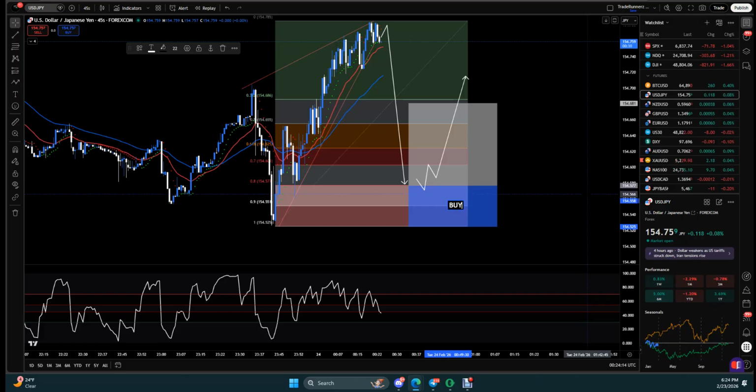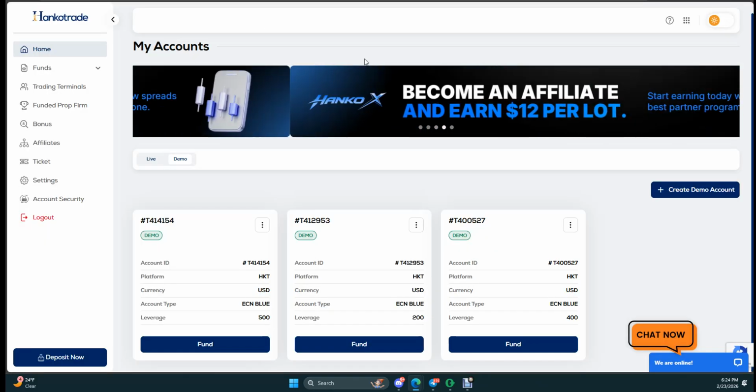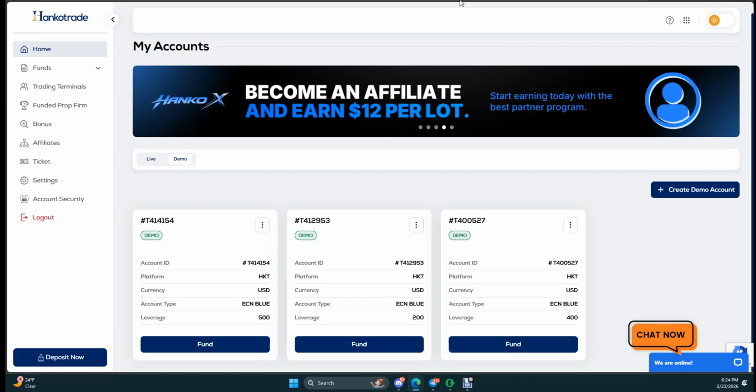Okay, that is a buy limit. Price has to come down and tag you in and then turn back around, right? Okay, so on Hanko Trade, let's go back. Where is that? One second.